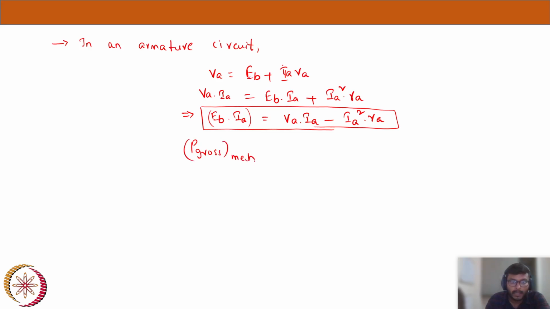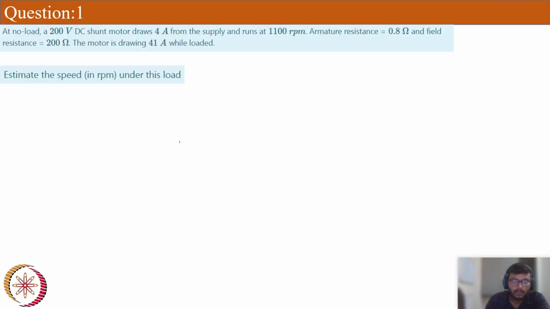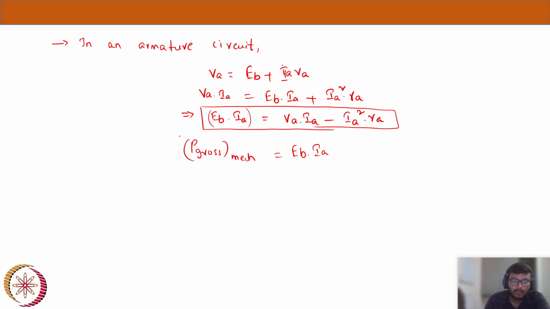P gross mechanical power is equal to EB into IA. So we are indirectly saying that whenever the armature copper losses occur in an armature winding, the armature circuit, whatever power is left is nothing but our gross mechanical power. If you subtract the rotational losses from this gross mechanical power, you will end up with the net mechanical power developed. That we already discussed.